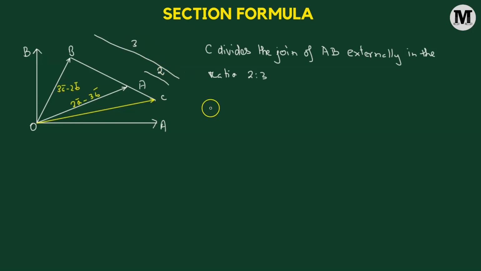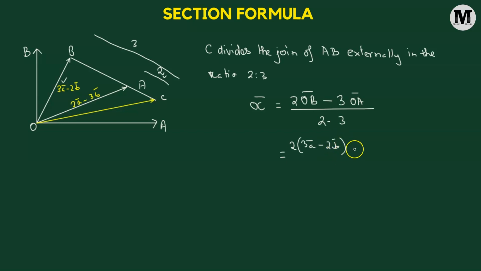Fine. So therefore, now we can apply the external section formula, which means we now have OC vector. This is going to be defined by, so we will take 2, and 2 will get multiplied with the position vector OB. So we have 2 times OB vector minus 3 times OA vector divided by 2 minus 3. So this will be equal to 2 times, so what is OB vector? That's 3A vector minus 2B vector, minus 3 times OA vector. So OA vector will be 2A vector minus 3B vector, divided by negative 1.